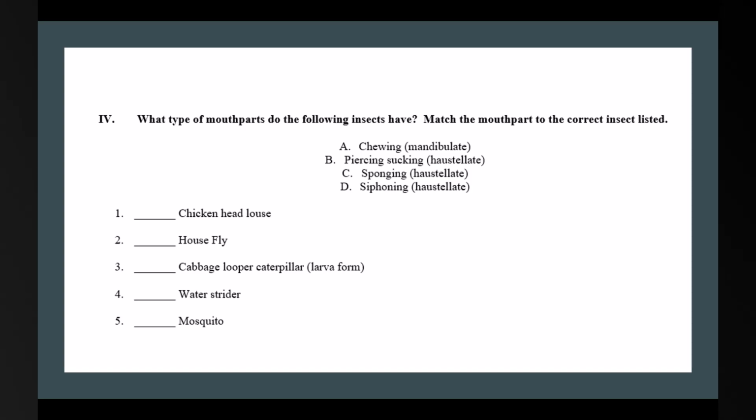Houseflies have sponging mouthparts. Cabbage looper caterpillar, telling you that it's the larval form and not the adult form, has chewing mouthparts. Water striders are hemipterans. They have piercing and sucking mouthparts. And mosquitoes have piercing and sucking mouthparts.